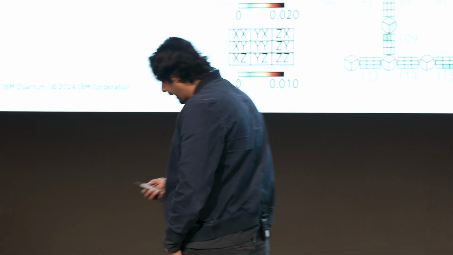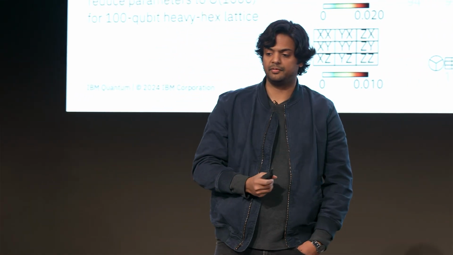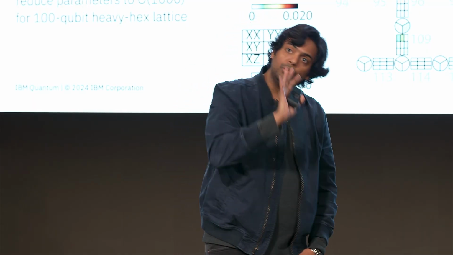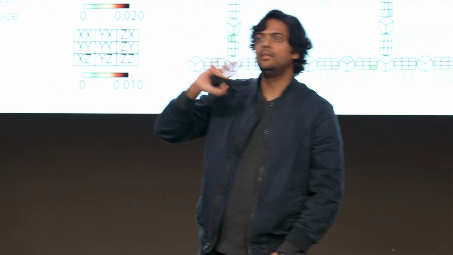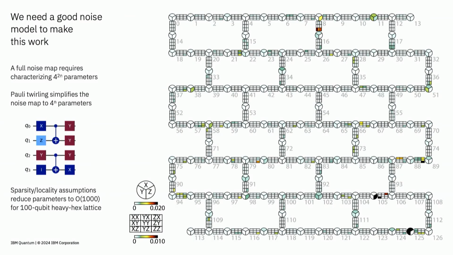So one eventually has to make some assumptions. One has to make an assumption of sparsity and locality of the noise. And by doing that, on a 100-qubit device, you can then reduce the number of parameters you need to learn from 10 to the 80 or something down to a couple thousand. Okay? And this makes this much more viable. I'm not going to go into a deep dive of how this learning is done, but you will hear a lot more of this in our seminar 2 in the error mitigation deep dive.